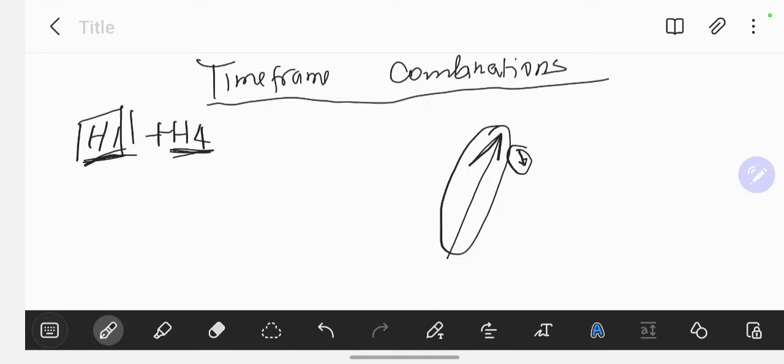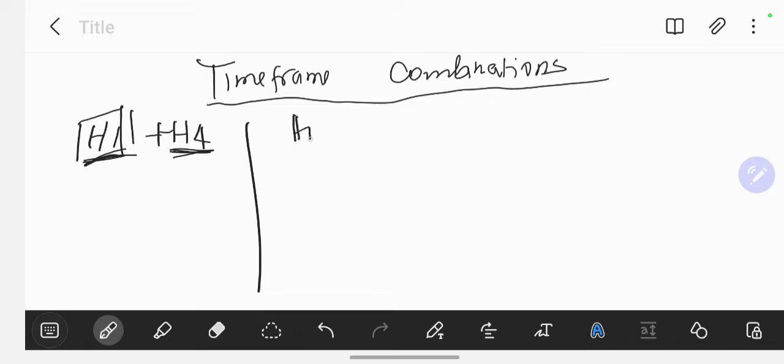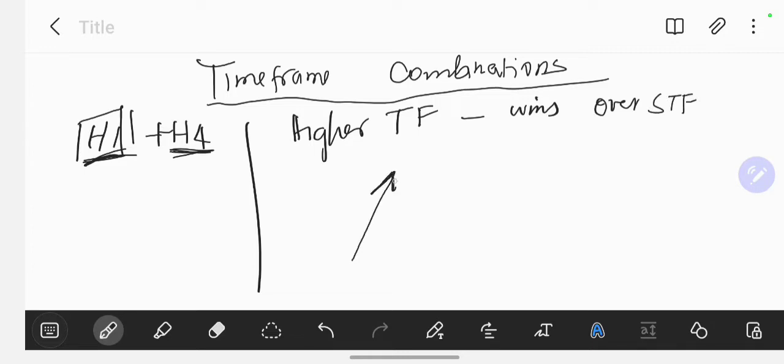The logic, or the thing that we know, it doesn't happen all the time, but the higher time frame in most cases wins over the smaller time frame. So what do I mean by that? If H4 is pointing up and H1 is pointing down, in most cases, at the end of the day, the price will continue pushing up in the direction of the higher time frame.